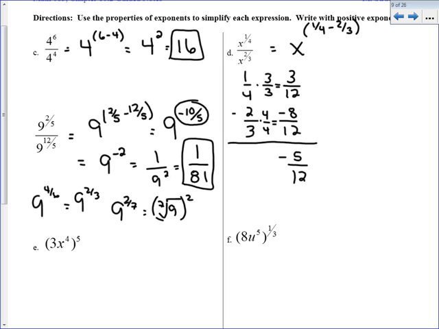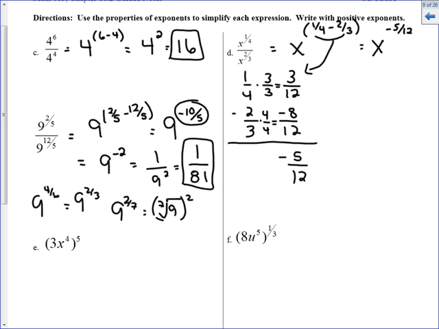Now my answer is not negative 5/12. Where was this negative 5/12 going in my problem? I just moved it over for convenience sake. It's my exponent on the x. So all that work was just to work on simplifying this right here. So I end up with x to the negative 5/12.